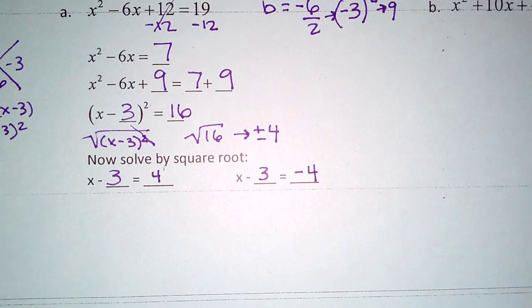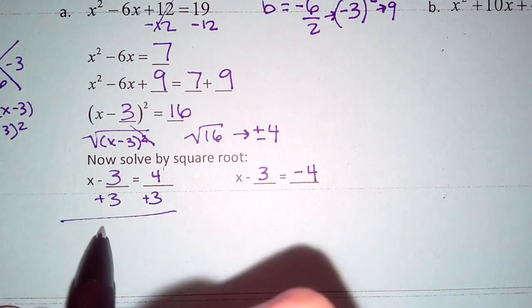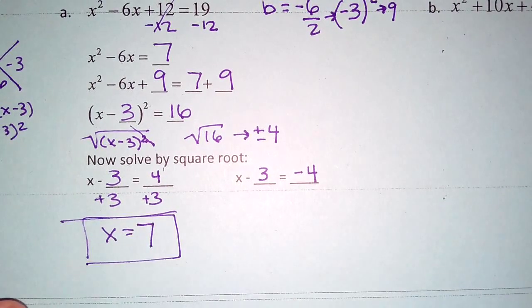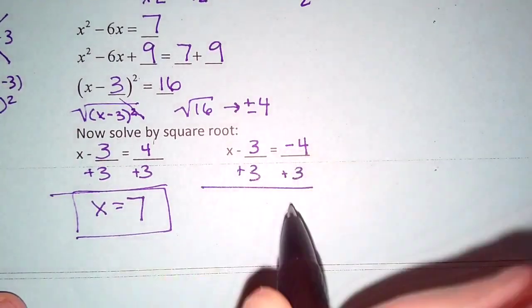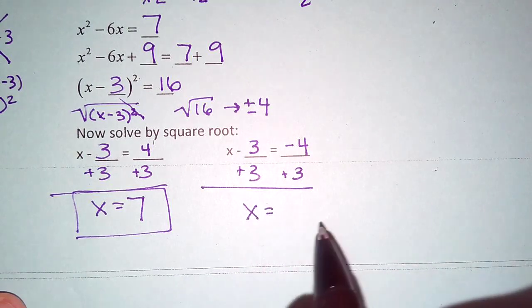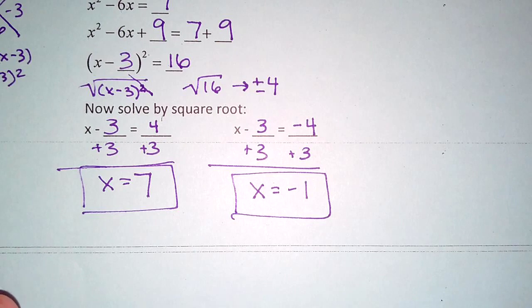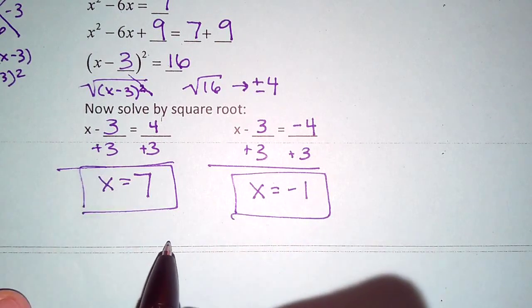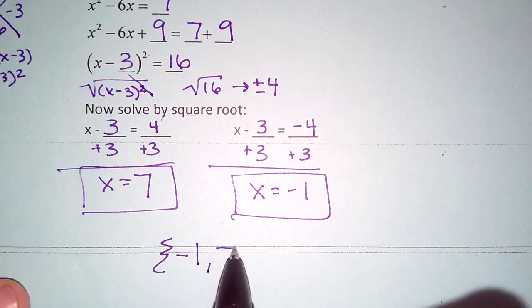I know this seems a little hairy. We've got a few more times to go through it. Add 3 to both sides for this one. So x equals 4 plus 3 is 7. That's one of our solutions. Add 3 to both sides on this one. And then you get x equals negative 1. Good. Again, I will absolutely accept those as your answer, or you could rewrite it with the squiggly bracket, negative 1, 7.